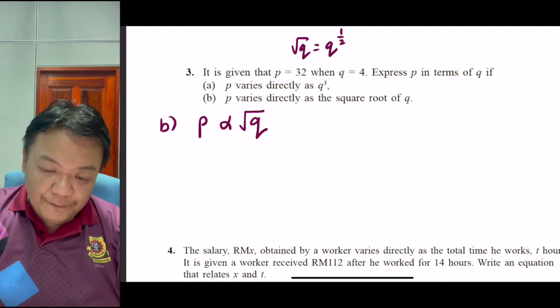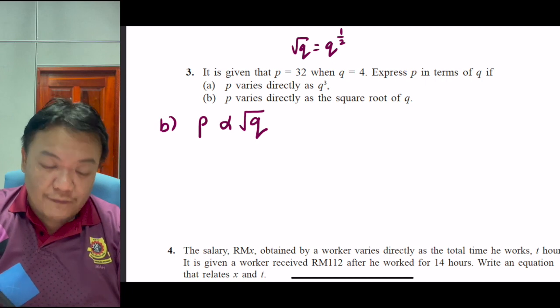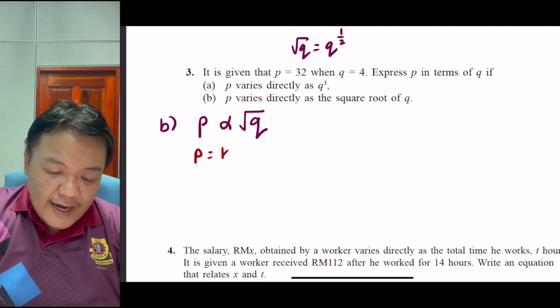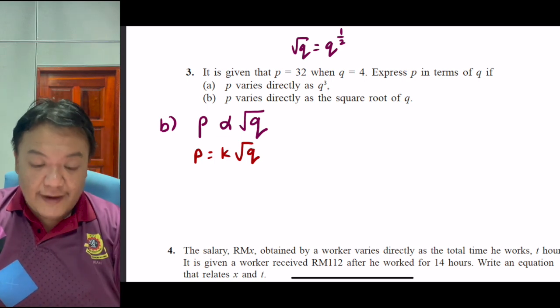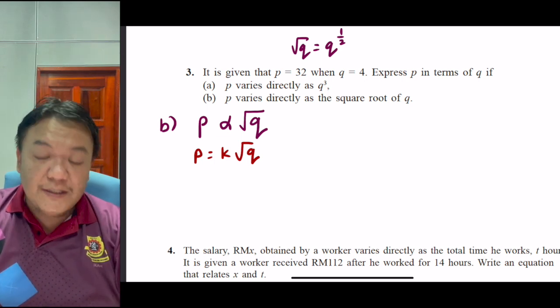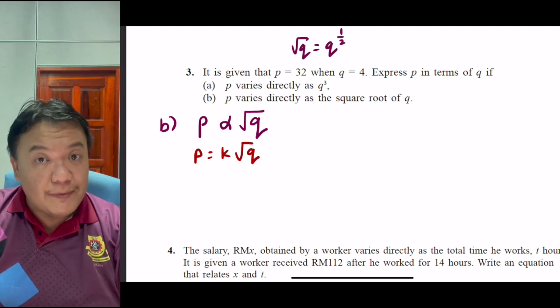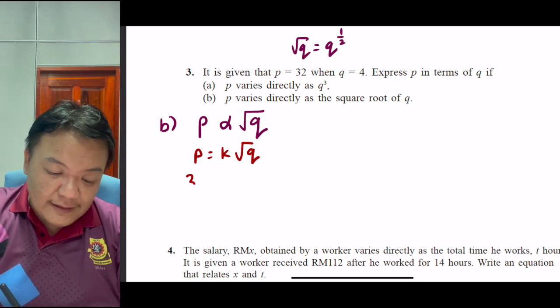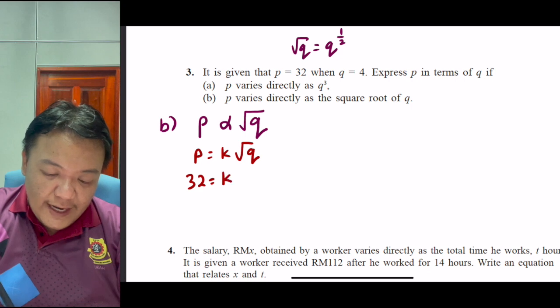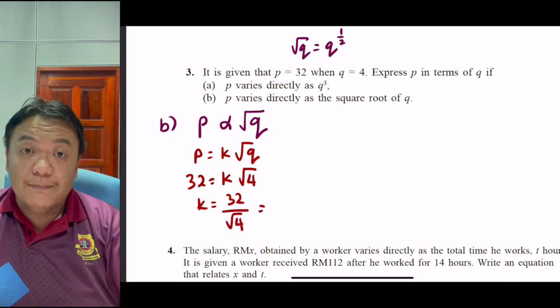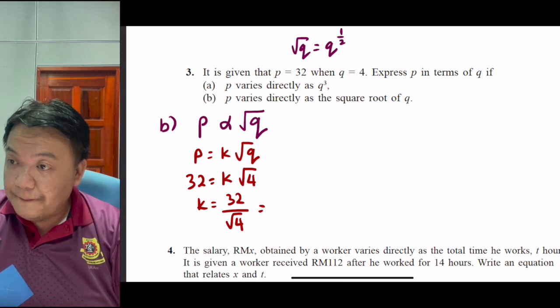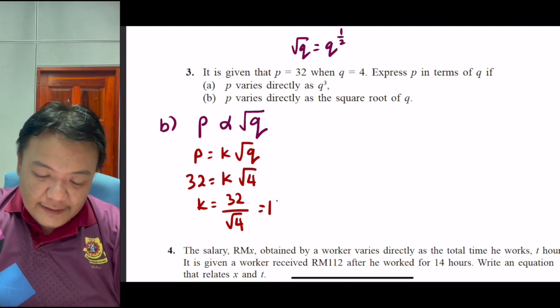Next we need to change this form into equation form. So P is equals to K square root of Q. Next, the same thing, find the value of K by substituting the value of P and Q from the question. So P is 32, equals to K square root of 4. So K is equals to 32 divided by square root of 4. You just simply press your calculator, and you will get 16.